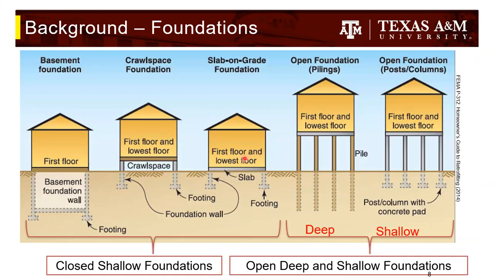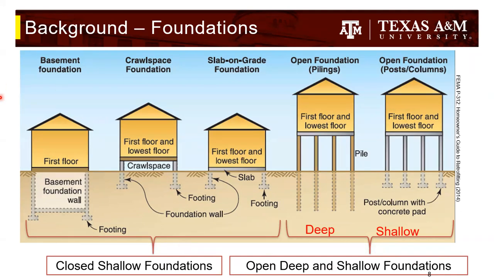Now, just to go towards our research idea, we want to talk a little bit about the types of foundation which is found near the coast. This is very much similar to a traditional foundation which is found inland, but with a little bit of difference. So in general, we can classify it into two types of systems. One is the closed foundation system, closed shallow foundations, and the other is the open, deep, and shallow foundation.